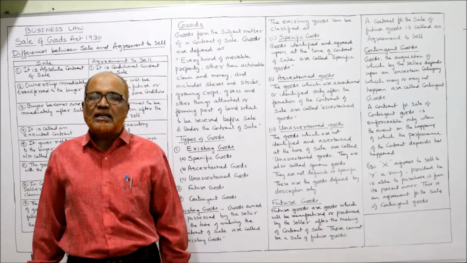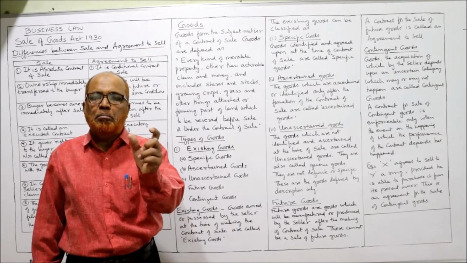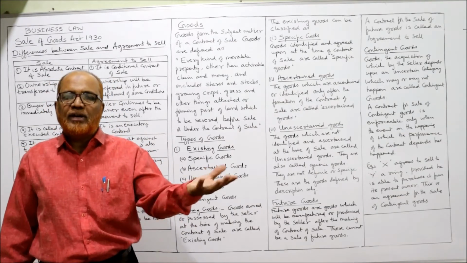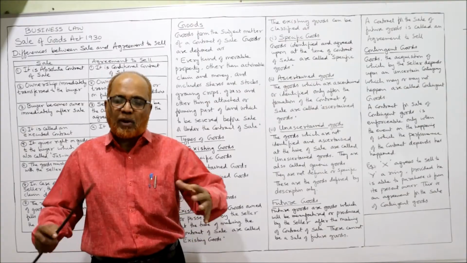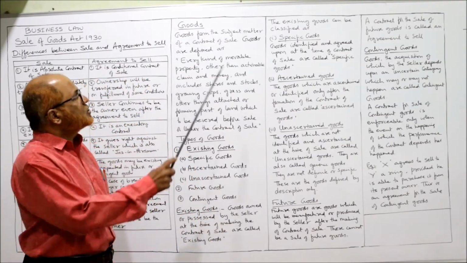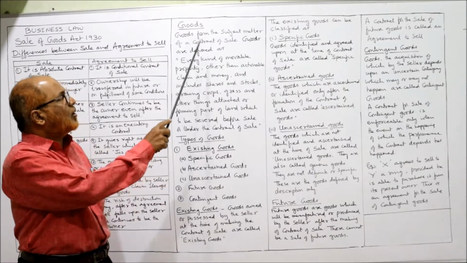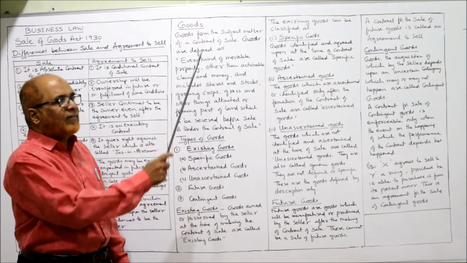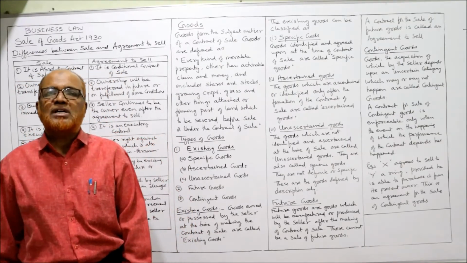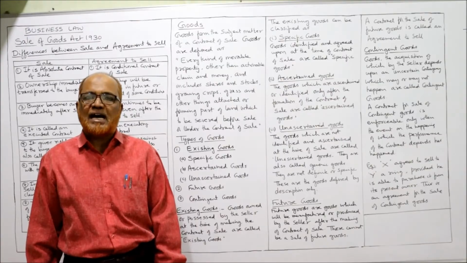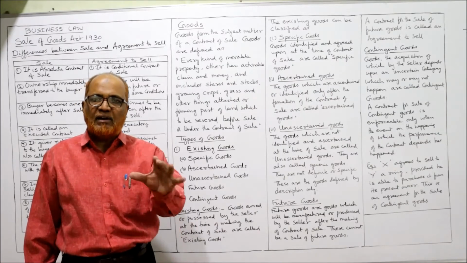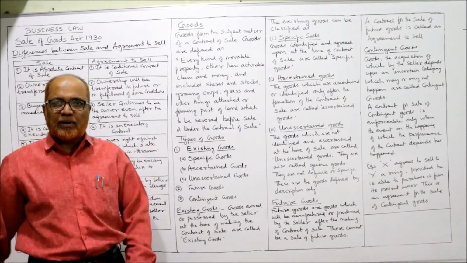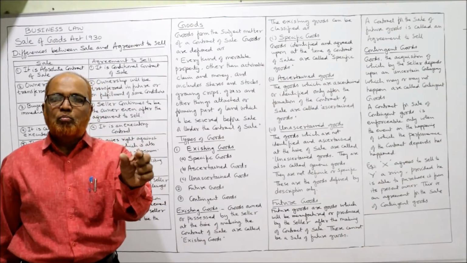The Sale of Goods Act 1930 has given the definition, the meaning of goods. If we are not sure about the meaning of the term goods, we cannot know the provisions regarding the Sale of Goods Act. So goods form the subject matter of the contract of sale. Without goods, no contract of sale. Goods are defined in Section 2(7) of the Sale of Goods Act 1930. According to this definition, goods means every kind of movable property. First you have to remember, goods means movable property.